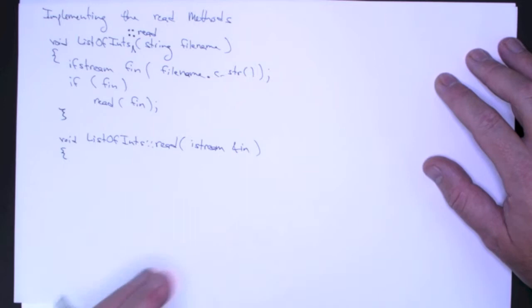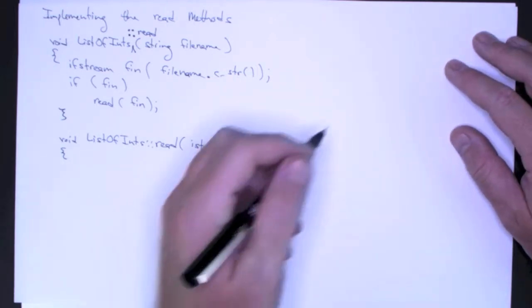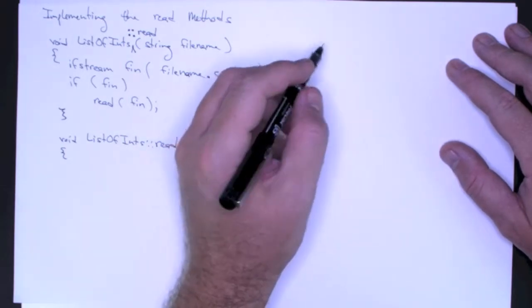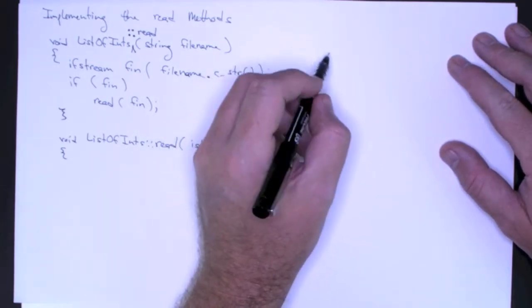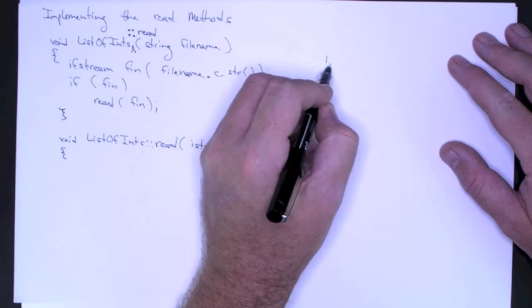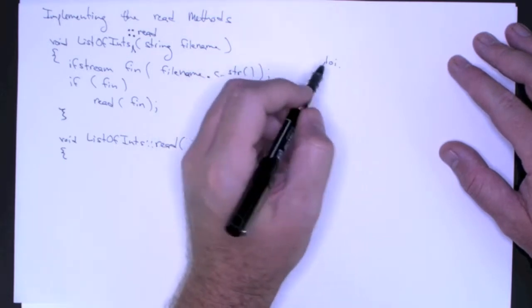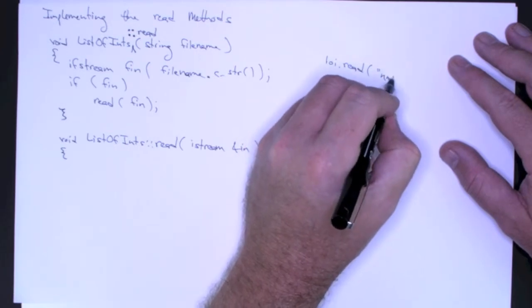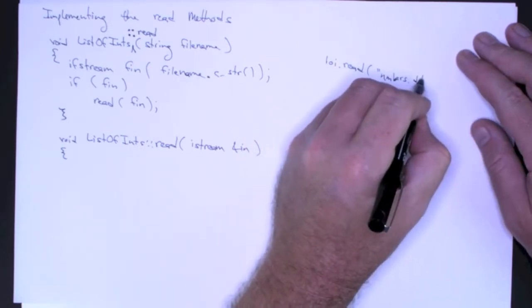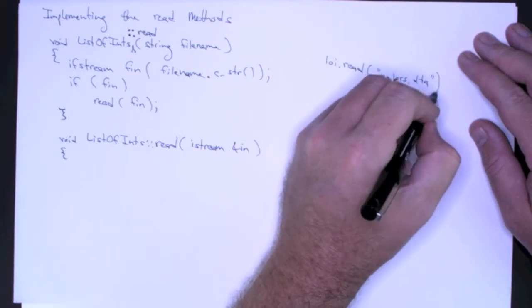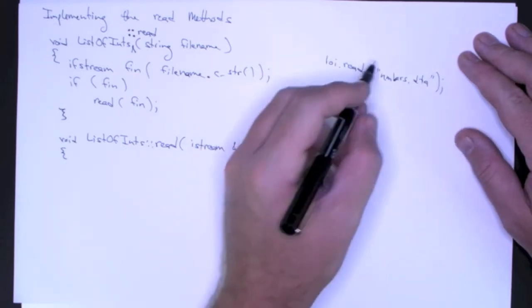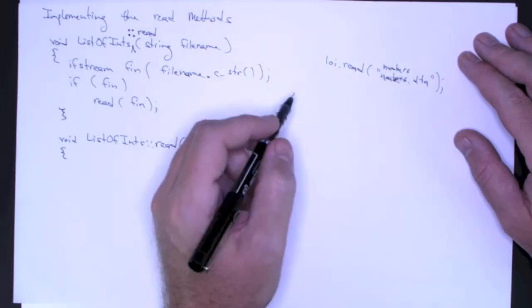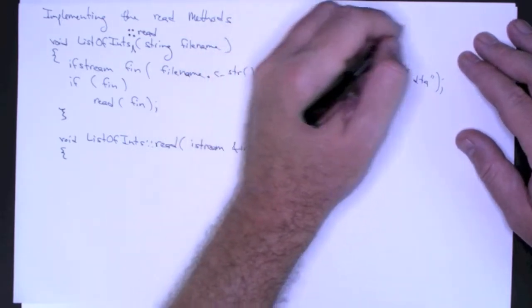So the first thing I need to do, and this is a subtlety that is really important that will create a memory leak if we don't deal with it correctly. So let's say that I have an LOI object, a list of integers, and I call read on numbers.dta. And so there are some integers in here, and I'm going to read them in, and I create this linked list.